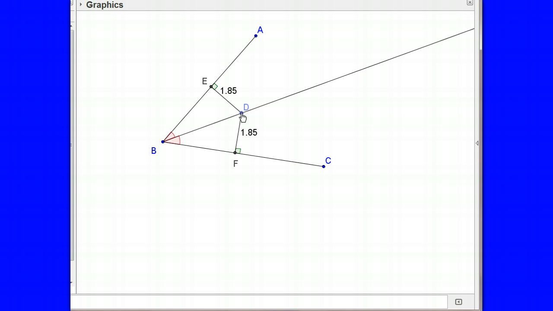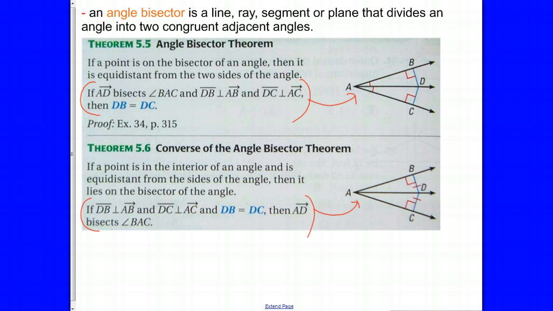Okay, and that becomes the property of an angle bisector. This point D, doesn't matter where it is, it's on the angle bisector. The distance is always the same from the two sides of the angle. Okay, and that's what this property is saying. This first one here, as long as you have an angle bisector, so ray AD is an angle bisector, this distance from D to B is the same as from D to C.